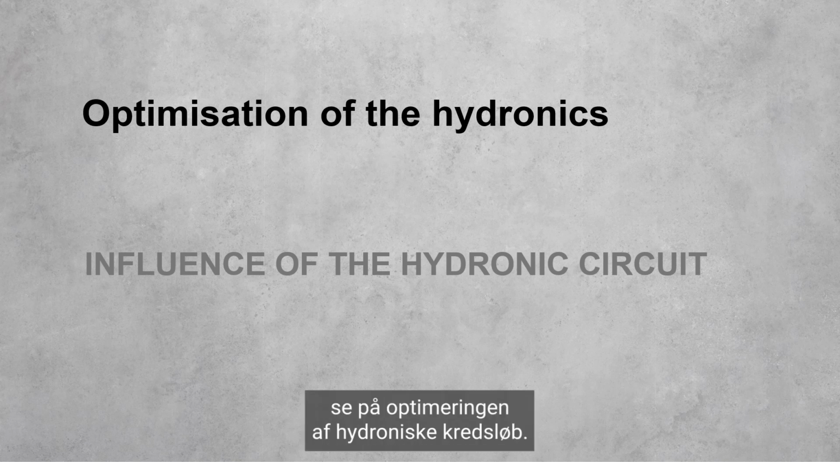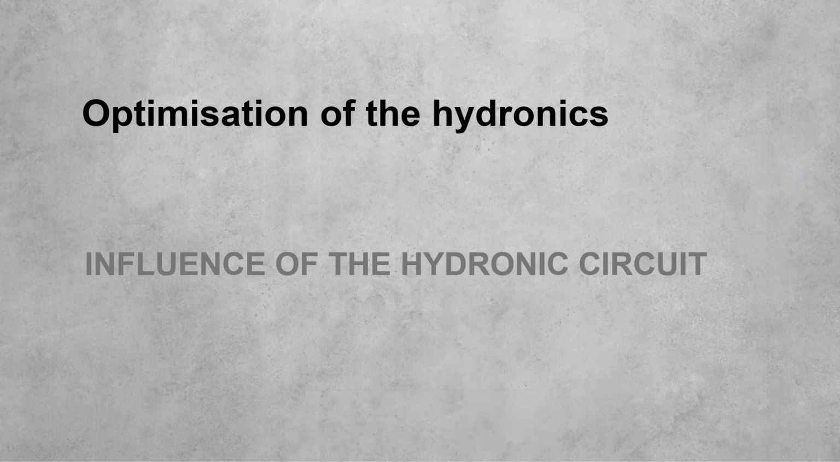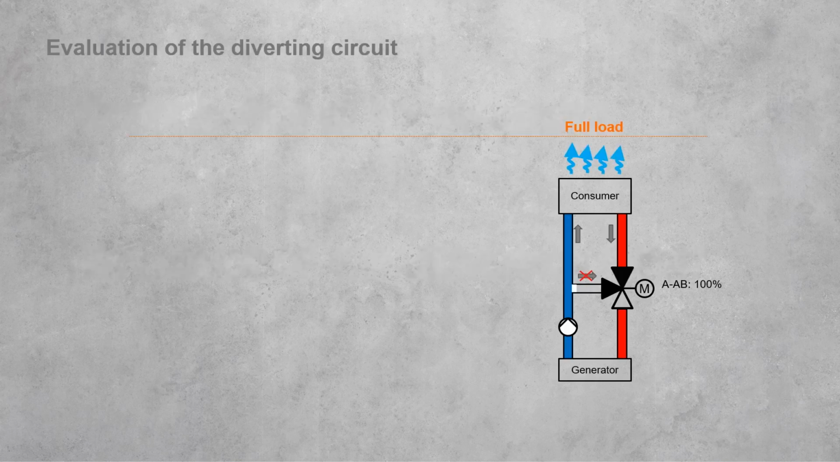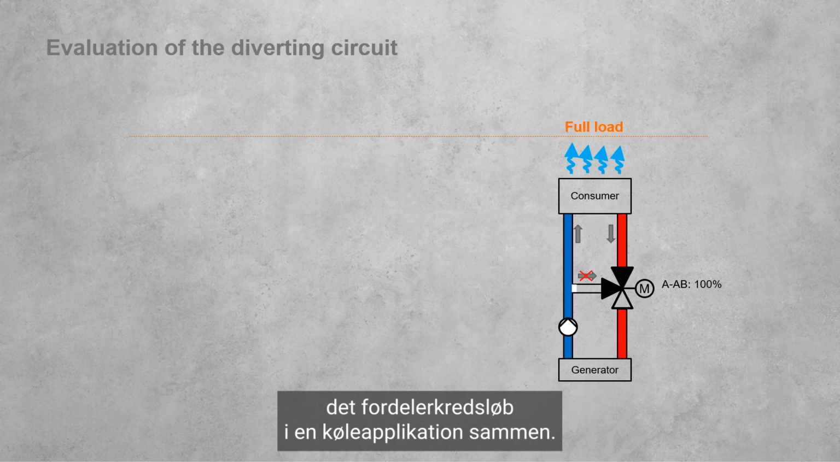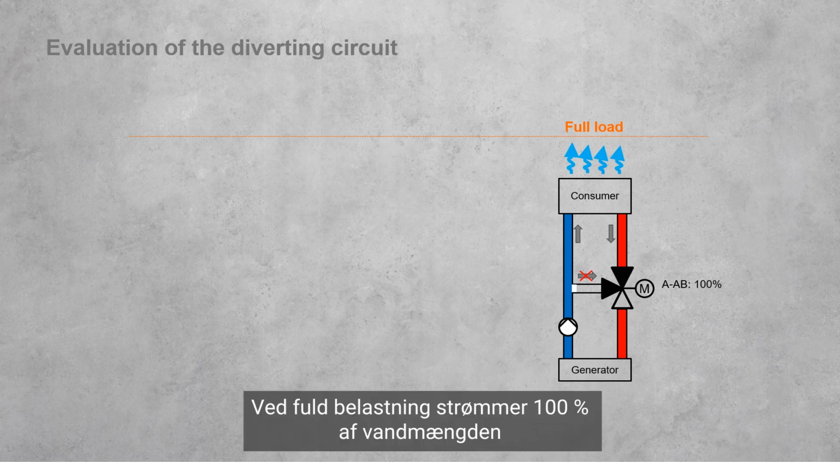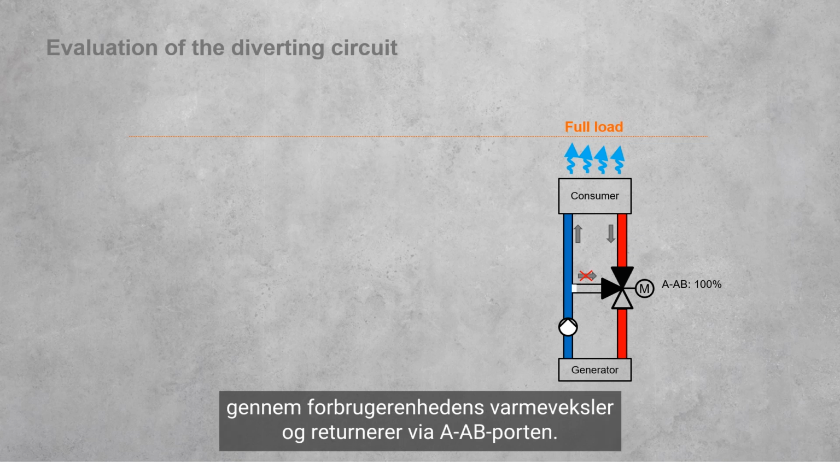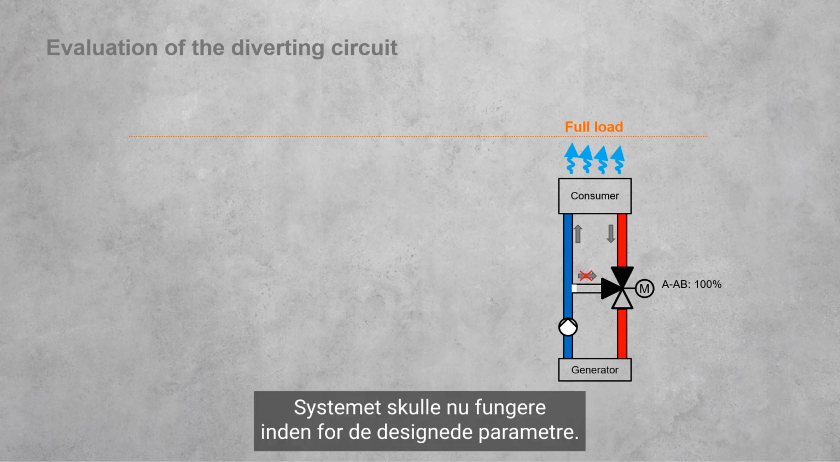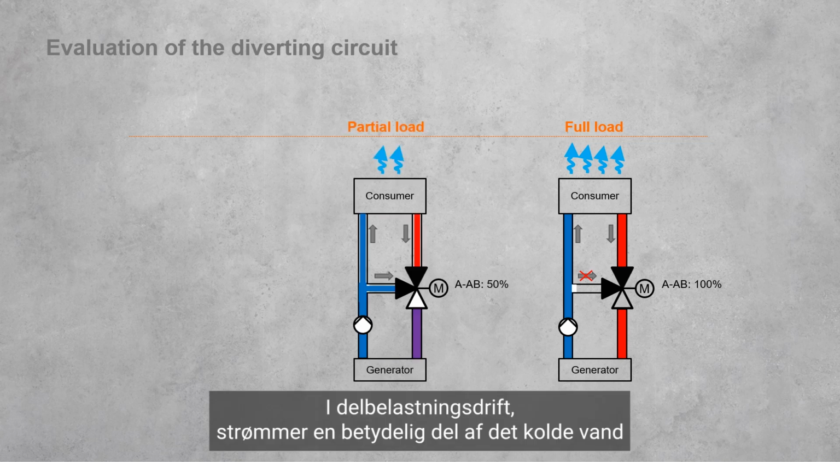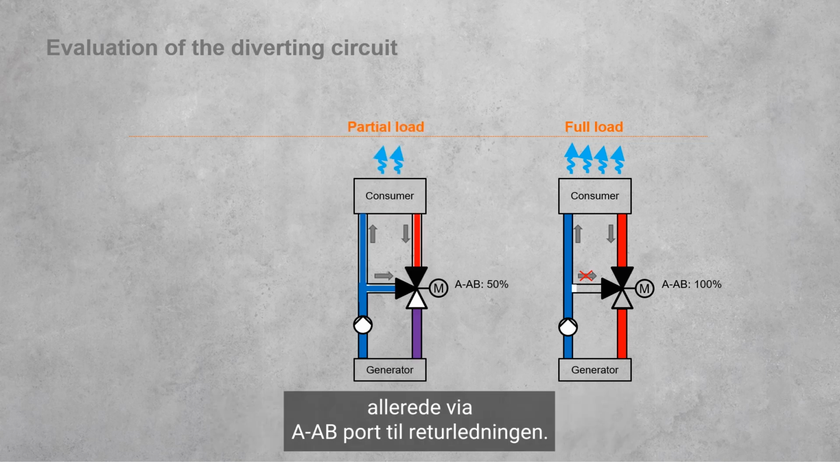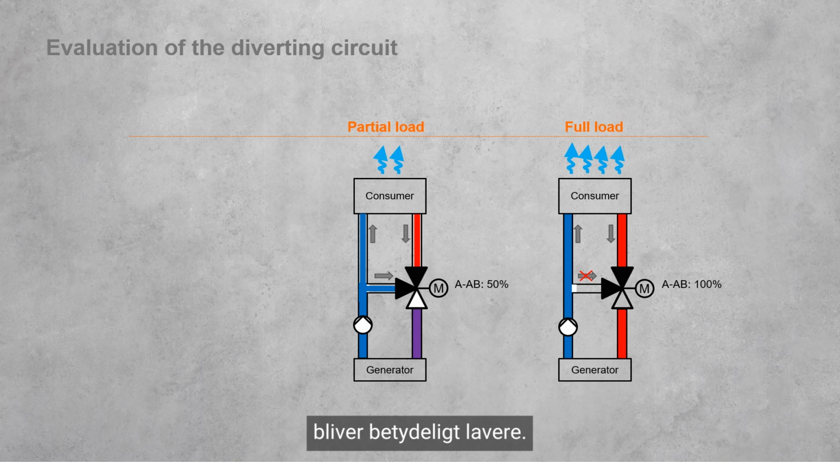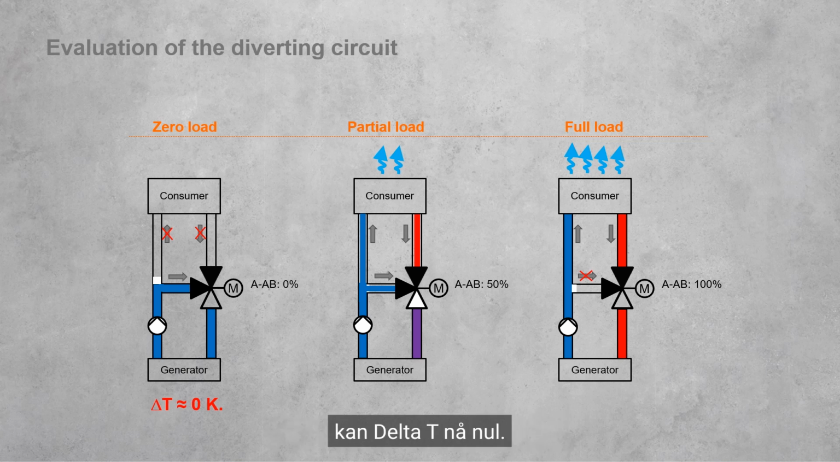Let's briefly look at the optimization of hydronic circuits. Let's analyze the diverting circuit in a cooling application together. In full load operation, 100% of the water quantity flows through the consumer's heat exchanger and returns via the AAB port, the chiller. The system should now be operating within the designed parameters. In partial load operation, a considerable part of the cold water already flows via the BAB port to the return pipe. The delta T in the return pipe becomes significantly lower. In operating phases with low cooling demand, the delta T can reach 0.